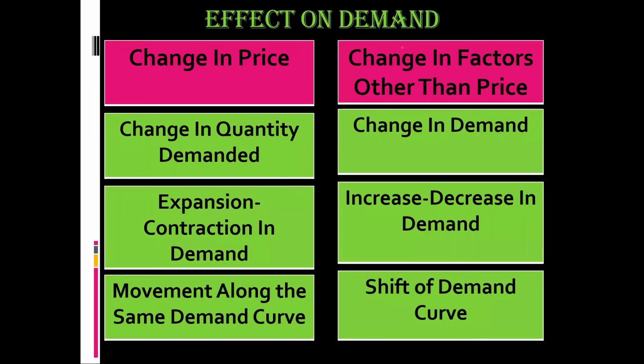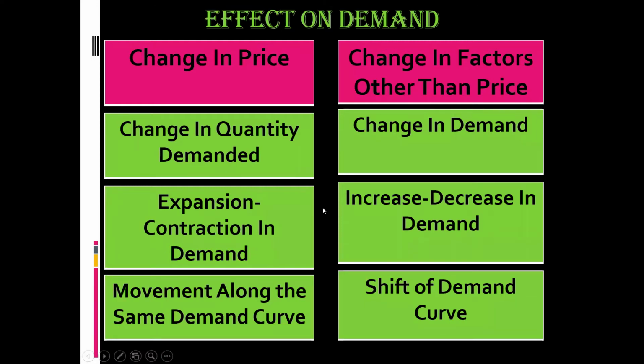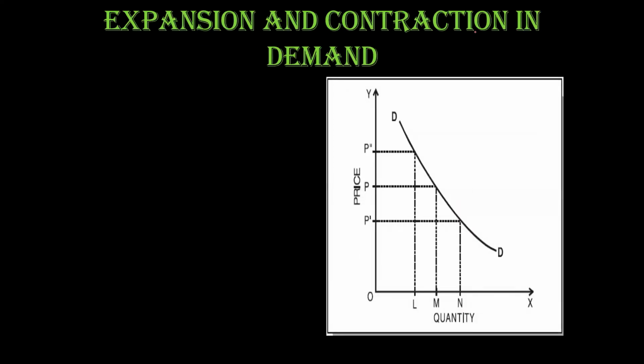Now let us understand these two factors in a descriptive manner. Now let us take the example of the effect on demand due to change in price. As you know that when there is effect on demand due to change in price, it is known as expansion and contraction in demand. Now, expansion and contraction in demand can be understood with the help of this diagram.